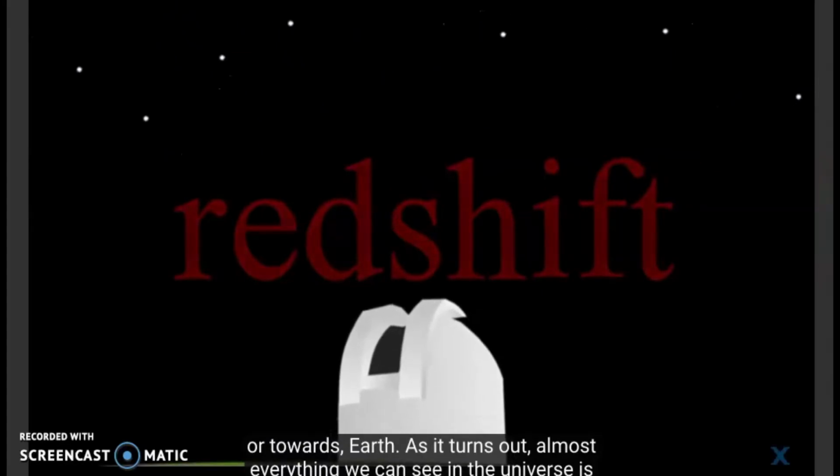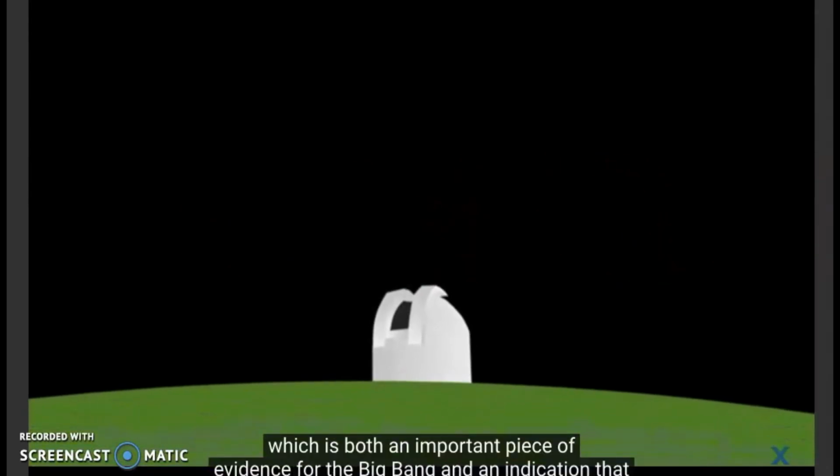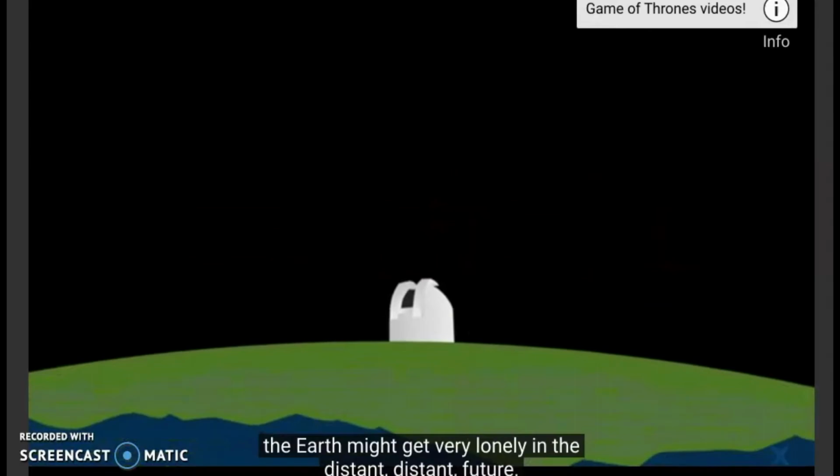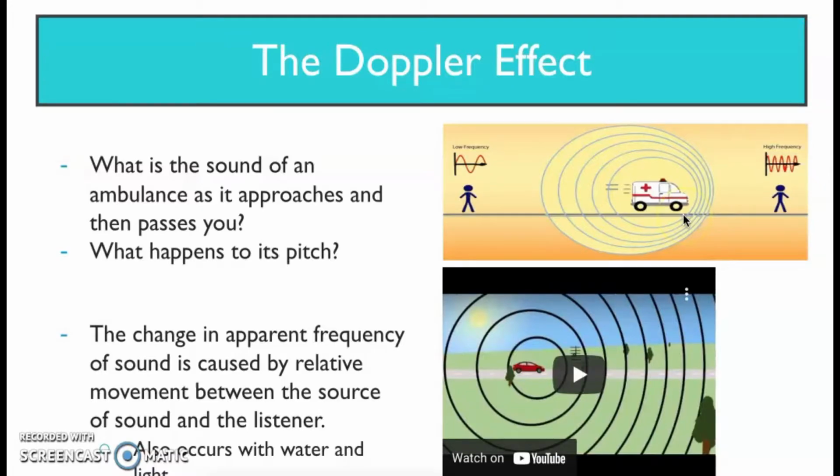As it turns out, almost everything we can see in the universe is moving away from us very quickly, which is both an important piece of evidence of the Big Bang and an indication that the Earth might get very lonely in the distant future. Hopefully that showed you what's happening in terms of both sound and light.